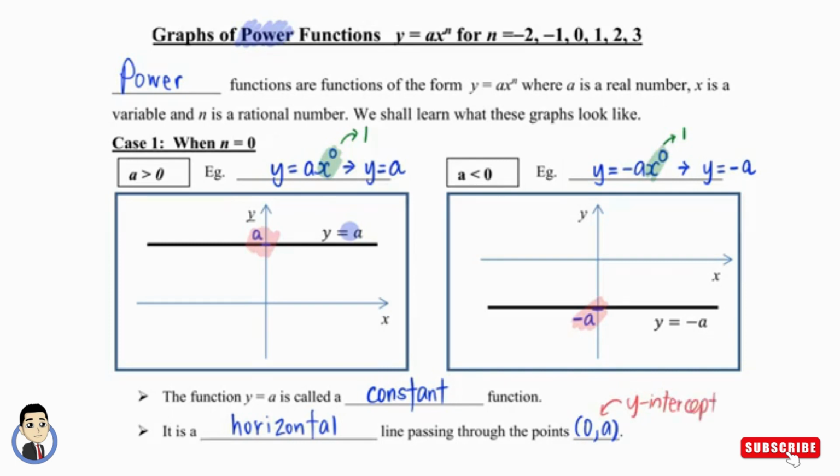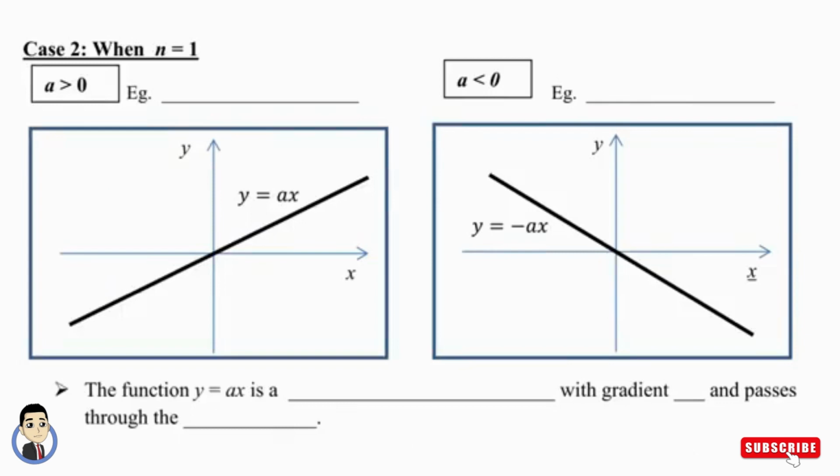Let's move on to the next case. For case number 2, we are exploring the case where n equals 1. So the example will include y equals ax, because x to the power of n, where n is 1, is x. This basically means that it is y equals ax.